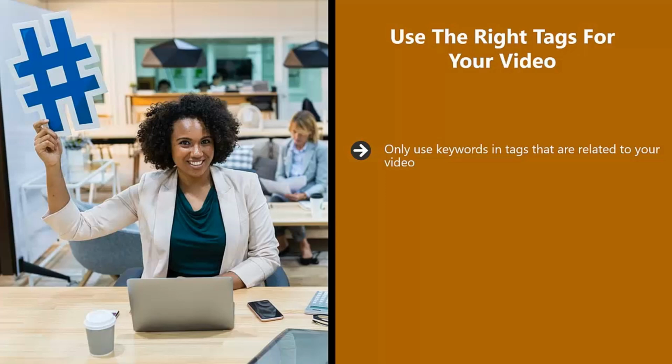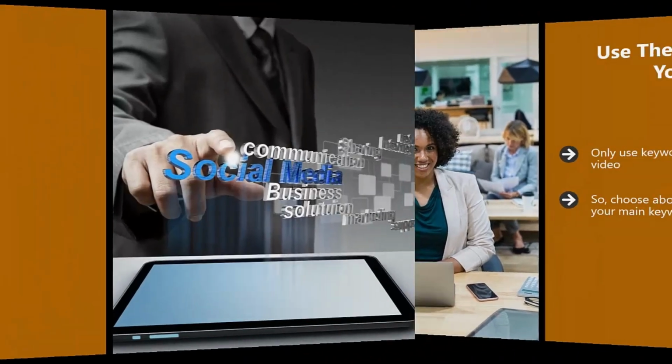If your video is about traveling to Japan, then don't add unrelated keywords such as how to speak Chinese. If someone is looking to learn Chinese and watches your video, they will be very unimpressed that there is nothing about learning Chinese in it. So choose about 5 related keywords, including your main keyword, and add these as tags. There is a 400-character limit on tags with YouTube at the time of writing. This doesn't mean that you have to use every last character.